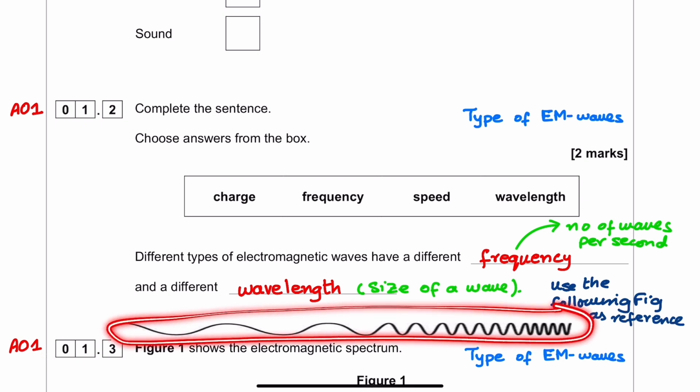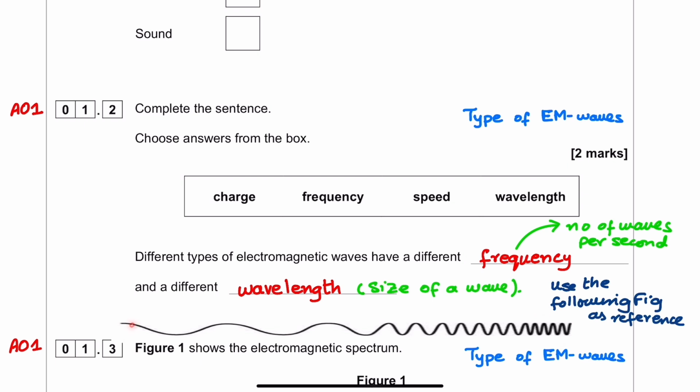In the EM spectrum, we know that different waves have different frequency and they have different size of the wave. Different size mean the wavelength. So different types of electromagnetic waves have different frequency, mean number of waves per second, and they have different wavelengths. If you go from the left side to the right side of the electromagnetic spectrum, the size of the wave is reducing, but the number of the waves is increasing. So we will say that the frequency will increase and the wavelength will decrease. So different types of electromagnetic waves have different frequency and different wavelength.